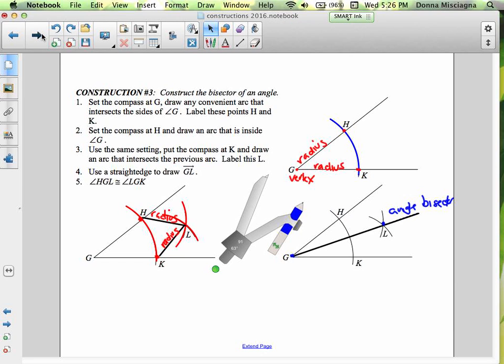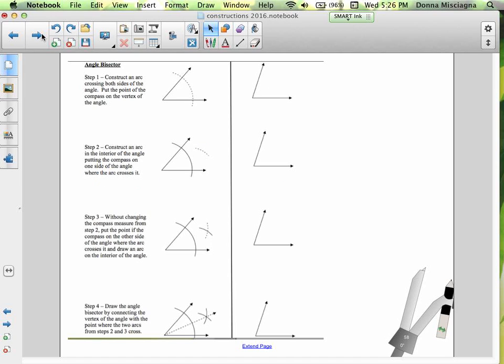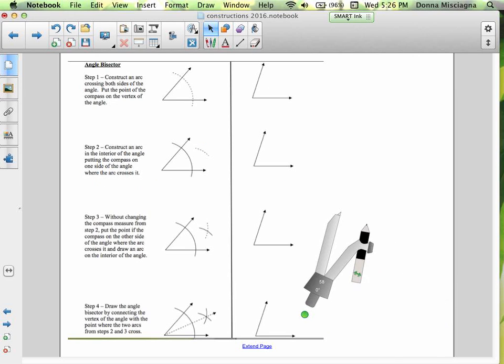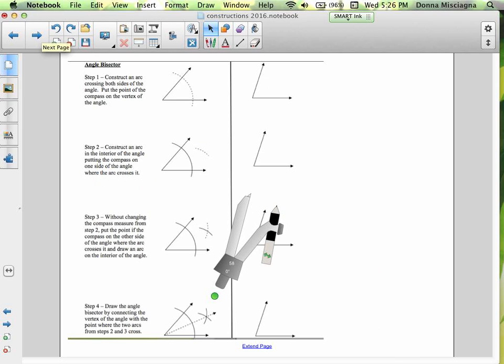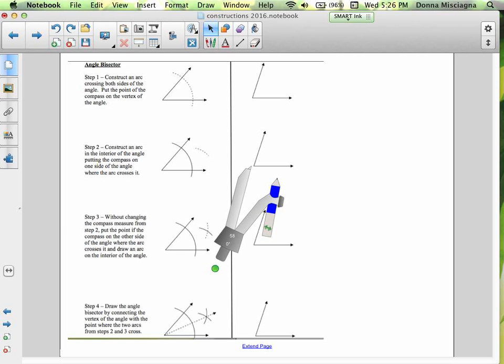All right, so step one. I need a compass. I don't think I, oh, there it is. It's hiding. I'm going to make it more colorful. I'll be blue, I guess. All right. So I'm going to put the compass, the point right on the vertex.